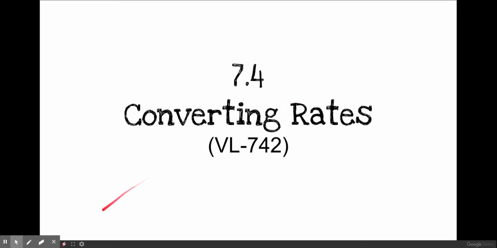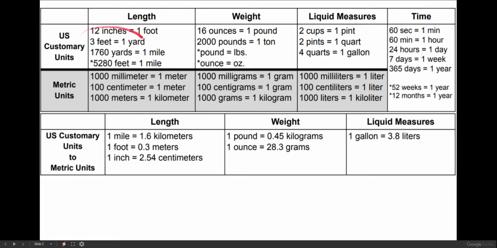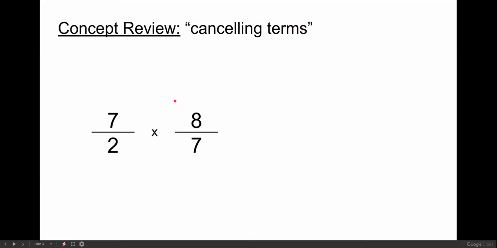In this video, we are going to go over converting rates using something I call the table method. Let's begin. When we go over examples, this information chart will be super helpful for us. It gives us conversions for US customary units, metric units, and also a conversion chart for US customary units to metric units. Now, before we begin some examples, we want to review the idea of canceling terms or just multiplying fractions, because a lot of these ideas are going to be involved with the table method.